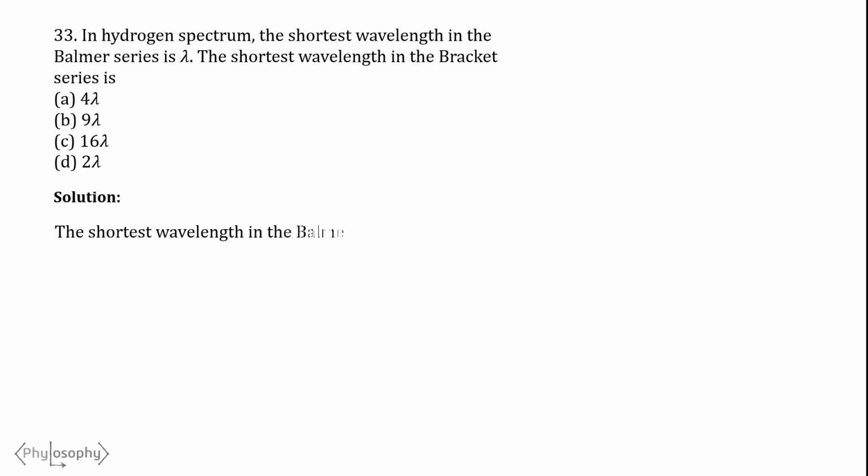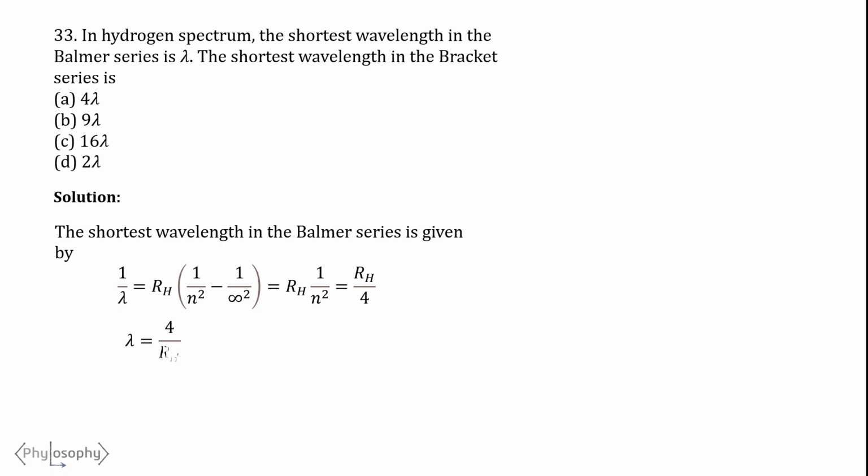Therefore, the shortest wavelength in the Balmer series is given by 1 over lambda equals RH times 1 over n square minus 1 over infinity square. Here infinity represents the highest energy level. Now if you put n equals 2 for the Balmer series, then it can be written as 1 over lambda equals RH over 4, or lambda equals 4 over RH. Here RH is the Rydberg constant.